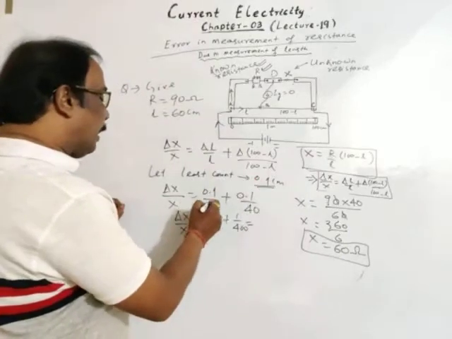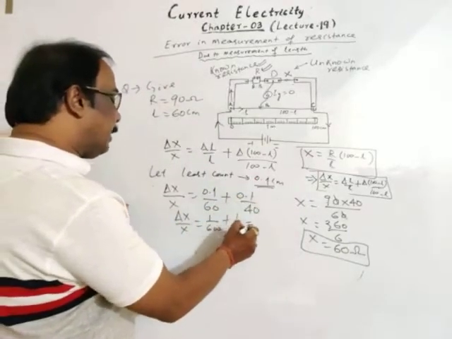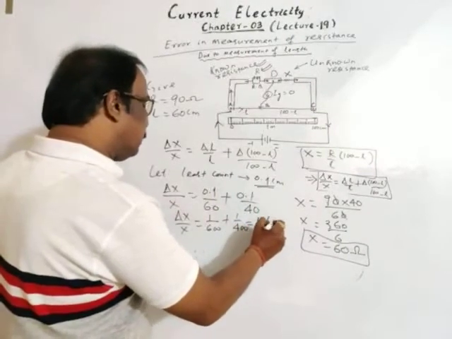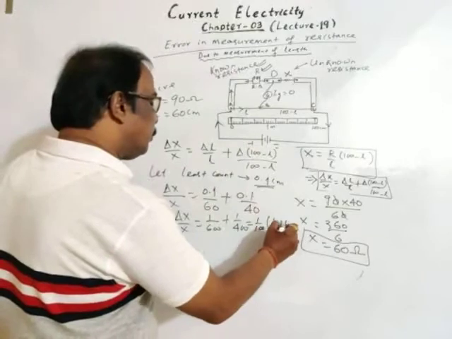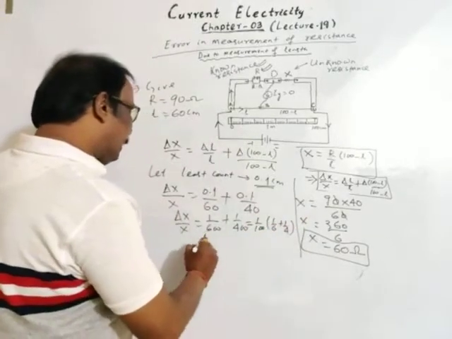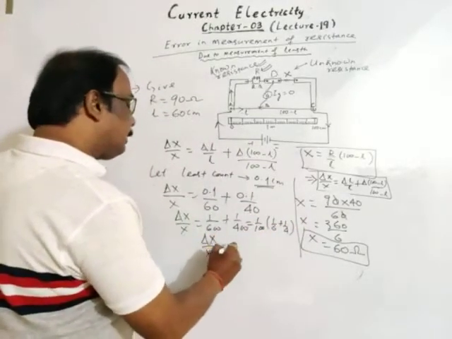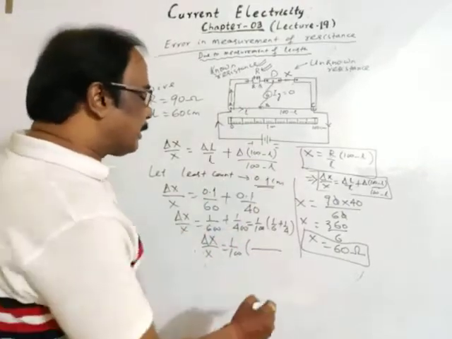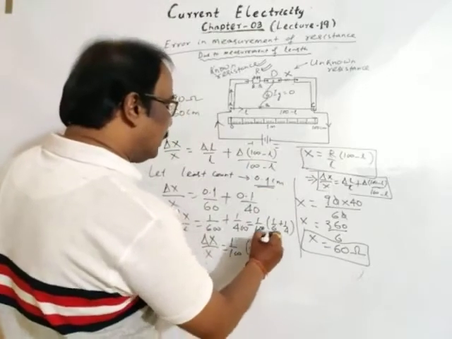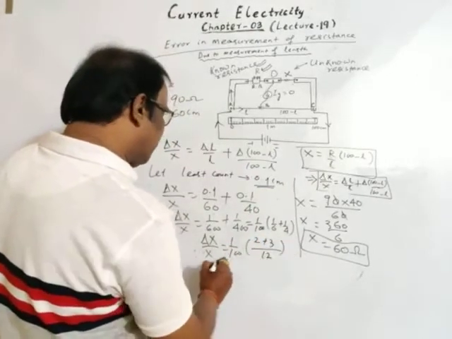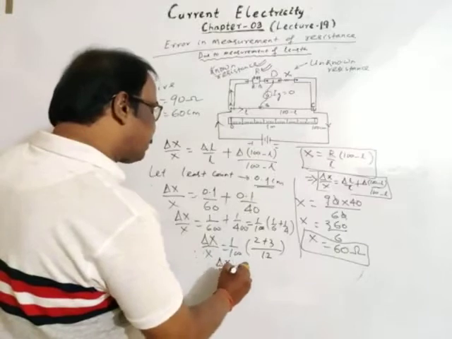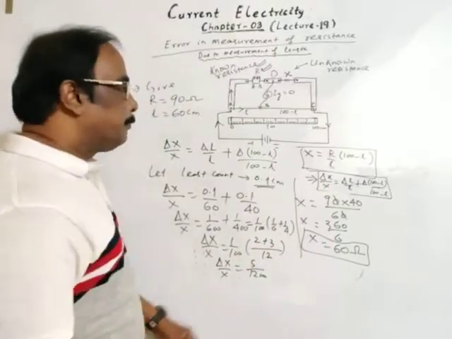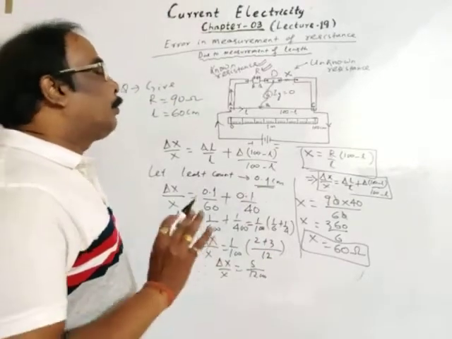Just solve it. Taking 1 by 100 common, we get 1 by 6 plus 1 by 4. Then delta X by X is equal to 1 by 100 into, the LCM being 12, 2 plus 3 over 12, which means delta X by X is equal to 5 divided by 1200.